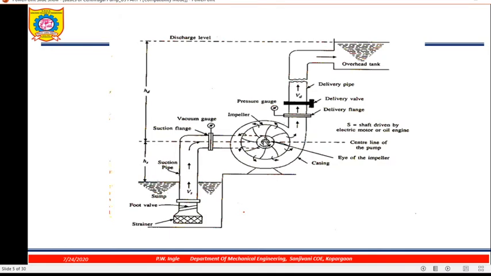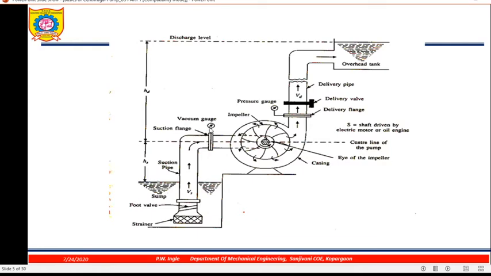This is the eye of impeller. It will be rotated by electric motor, so water will be sucked from here. This is suction pipe. This is sump where water is provided. This is foot valve, non-return valve. This is strainer which is provided to avoid the entry of any dirt or any particles. Then water will be flowing like this.